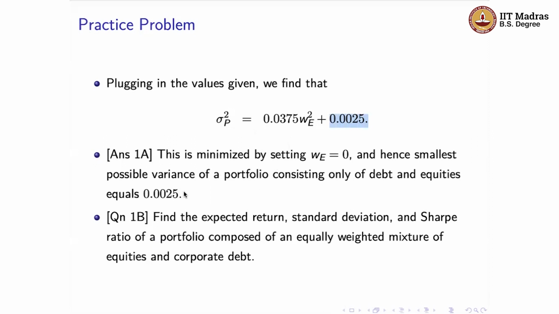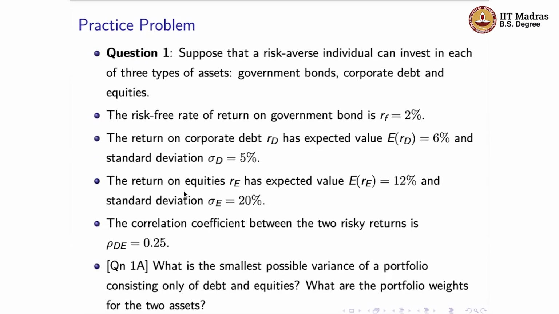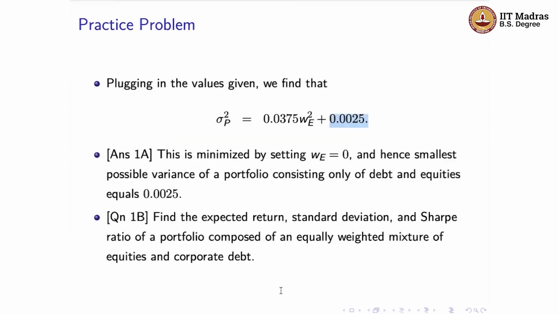And this will be a portfolio which has zero weight on equity, and so therefore will consist entirely of debt, right? So you can also see from here, this is just 0.05 square. Okay, so that was the first question. Now let's look at the second question.